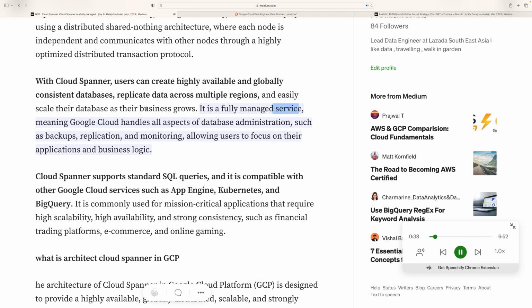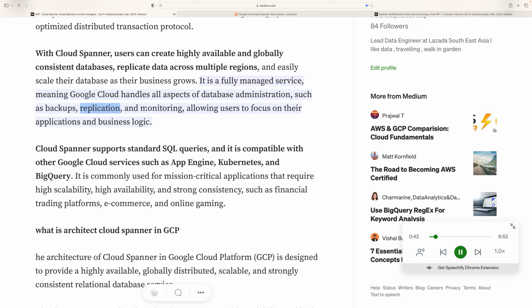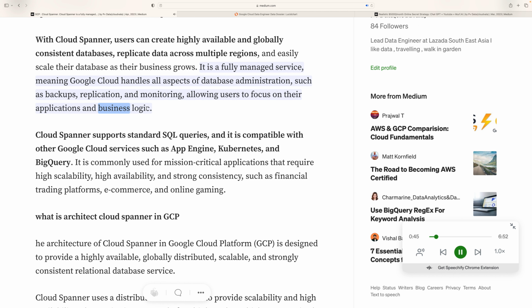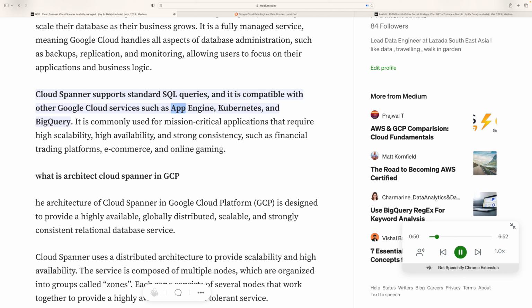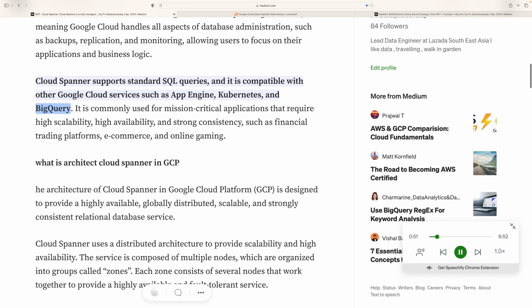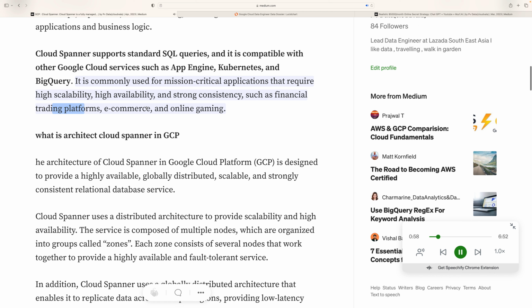It is a fully managed service, meaning Google Cloud handles all aspects of database administration, such as backups, replication, and monitoring, allowing users to focus on their applications and business logic. Cloud Spanner supports standard SQL queries, and it is compatible with other Google Cloud services such as App Engine, Kubernetes, and BigQuery. It is commonly used for mission-critical applications that require high scalability, high availability, and strong consistency, such as financial trading platforms, e-commerce, and online gaming.